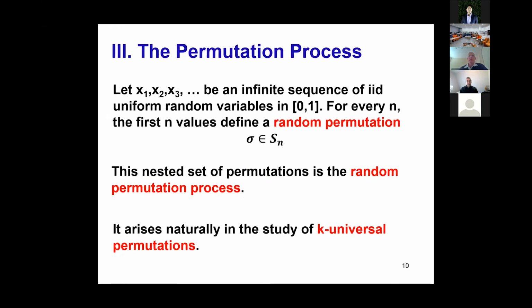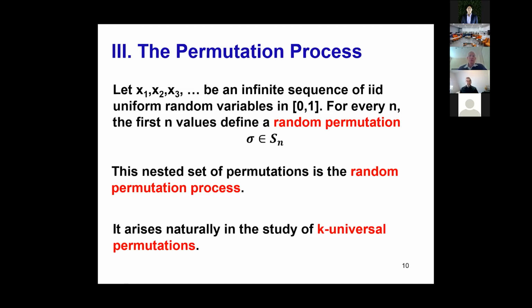Let me move to the permutation process, and here there is a very natural model of generating a nested sequence of permutations, and this has been considered in many places. So we let x1, x2, and so on be an infinite sequence of IID uniform random variables in [0, 1]. So we just generate independently random real points in [0, 1]. And then for every n, the first n values define a random permutation of n elements in the natural way, according to the order between the elements x1 up to xn, which with probability 1 are all distinct. So this is called the random permutation process.